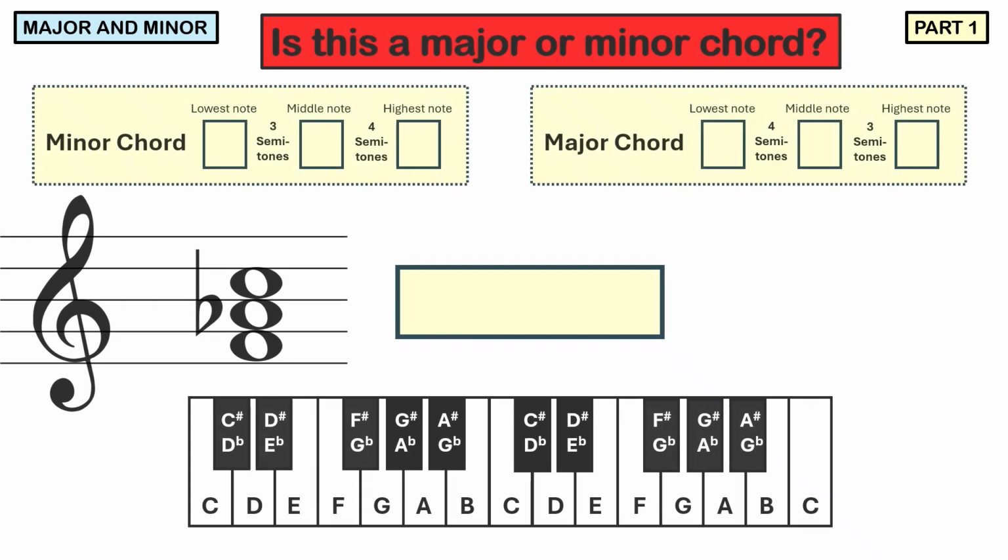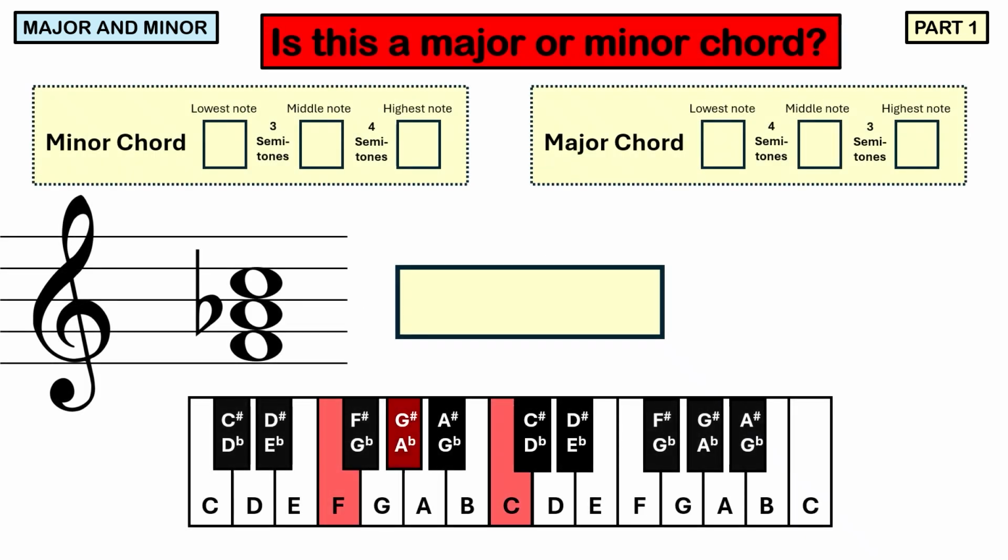Is this a major or minor chord? Well, as we've already found out, as the lowest note is F, this is going to be an F major or an F minor chord. Now let's count the semitones between the lowest and the middle note. We start with 0. 1, 2, 3. There are 3 semitones in between the first 2 notes. This means that this chord should be a minor chord. Now, as we are dealing with only minor and major chords in this video, we know already that this is going to be a minor chord.